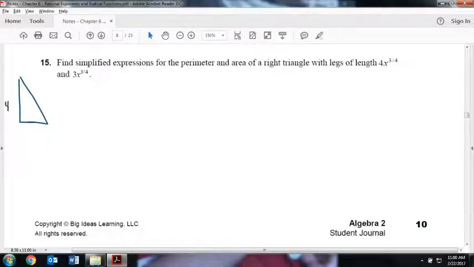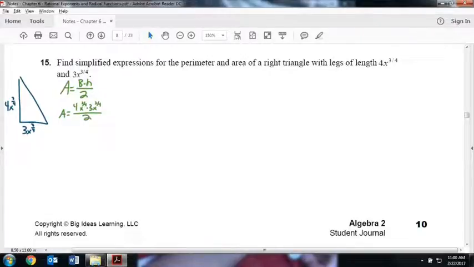So I've got 4x to the 3/4 and 3x to the 3/4. So they want the perimeter and area. I'm going to start with the area simply because I think it's going to be easier. Area of a triangle equals base times height divided by 2. So the area equals 4x to the 3/4 times 3x to the 3/4 divided by 2.